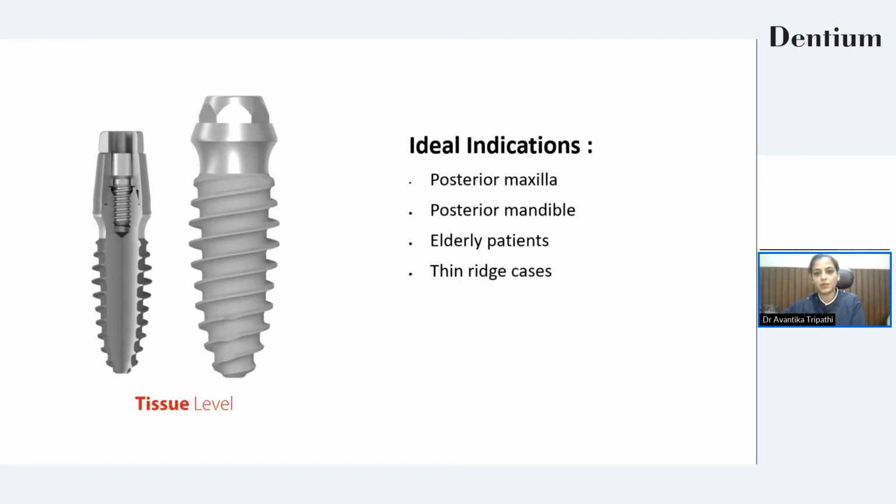It is mainly the posterior maxilla, posterior mandible, or thin ridge cases like I showed. In elderly patients also, like I placed an implant in an 85-year-old patient in the 4-6 region, because of the simplicity of the prosthetic workflow and ease of maintenance. The patient can brush and maintain the hygiene very easily.